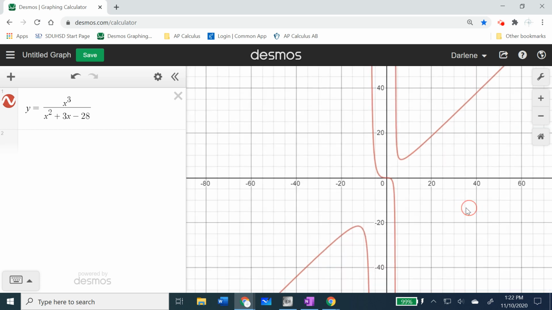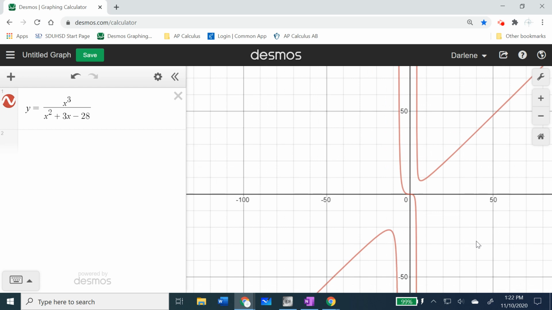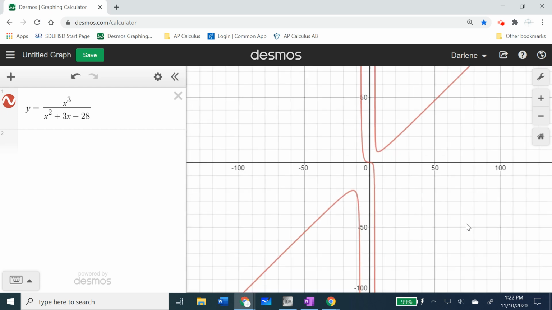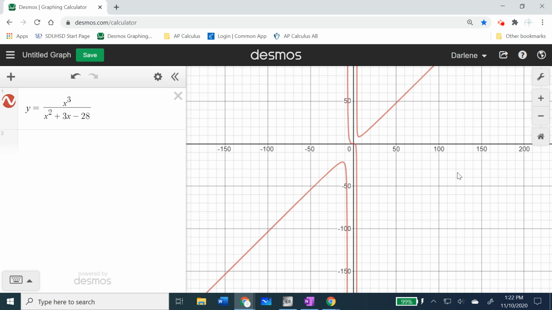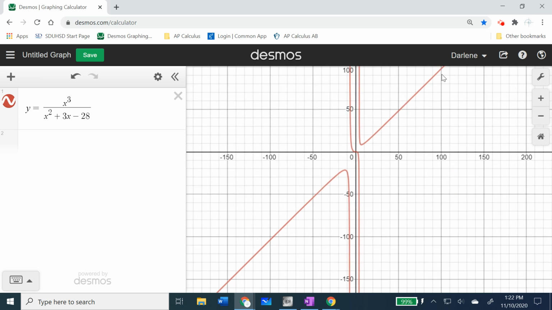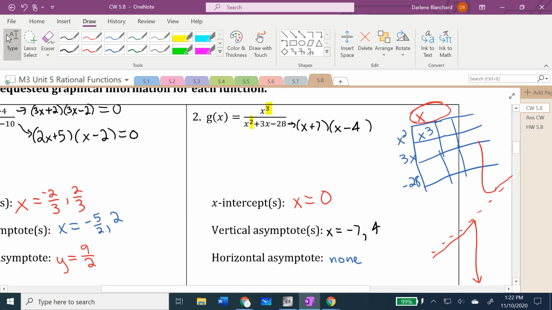So if you zoom out on this graph, you can see that it has those two vertical asymptotes that we talked about. And you can see what I mean by a slant asymptote. The more I zoom out, the more you can see it. It looks like the line that is its quotient when you're looking really far away. Okay, let's keep going and get this done.